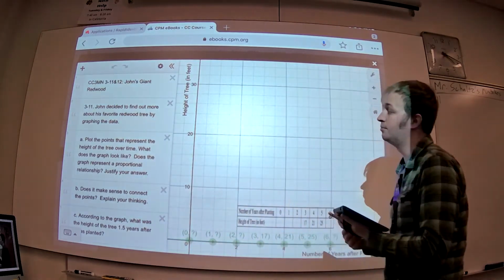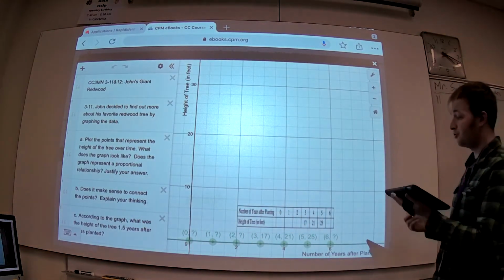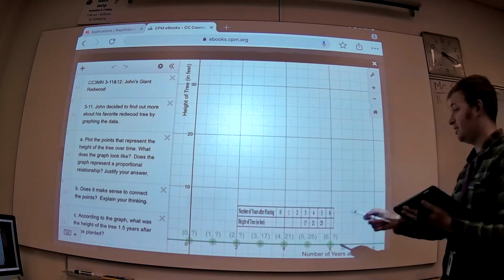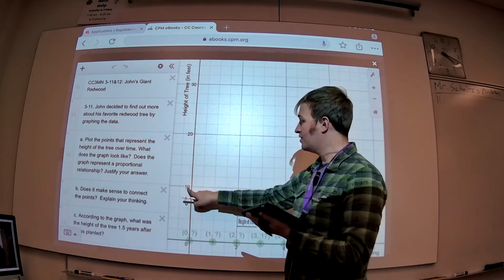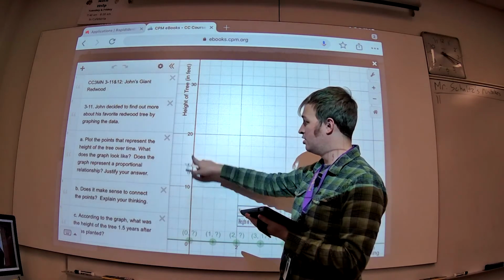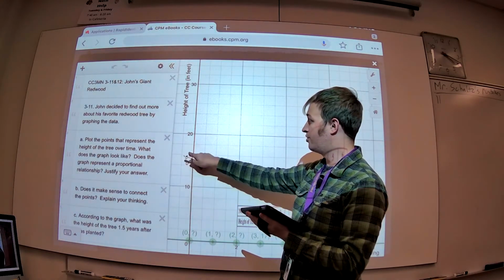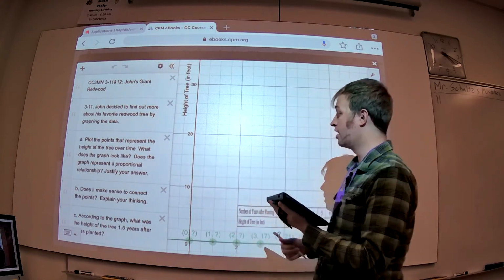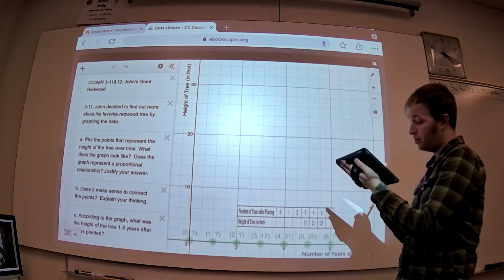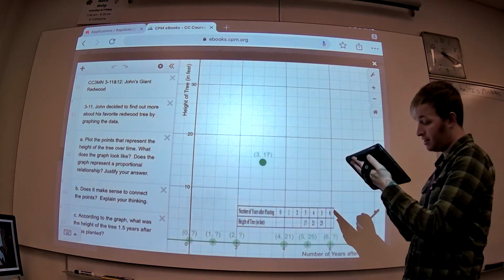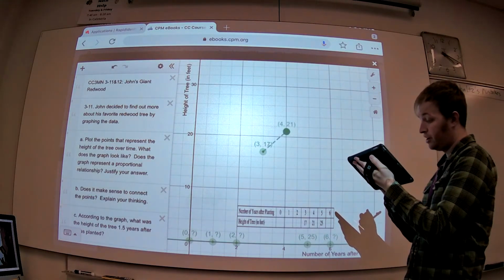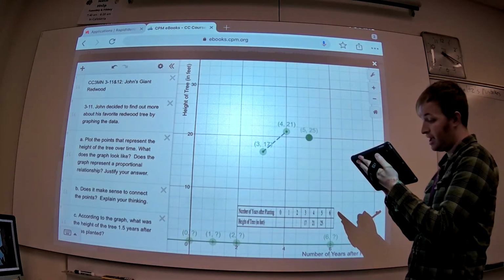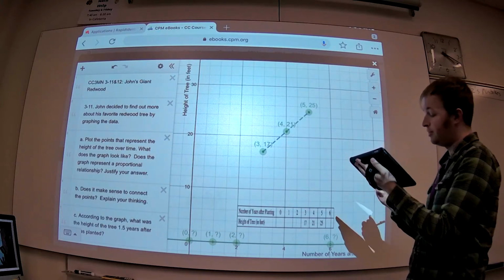It says, plot the points that represent the height of the tree over time. Well, we've got this 3 and 17 piece, but where is 17? This is going up by, I don't know what. Let's try 2. 2, 4, 6, 8, 10. Okay, yep, so it's going up by 2. So I'm just going to drag this point up to 17, should be halfway in between, and drag this point up to 21. And look at that, it starts to create these lines.